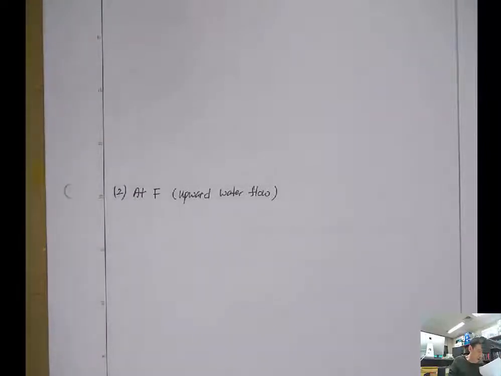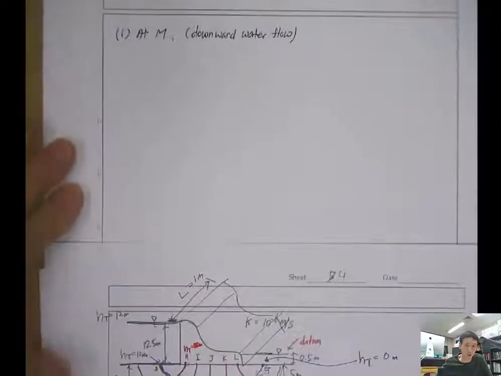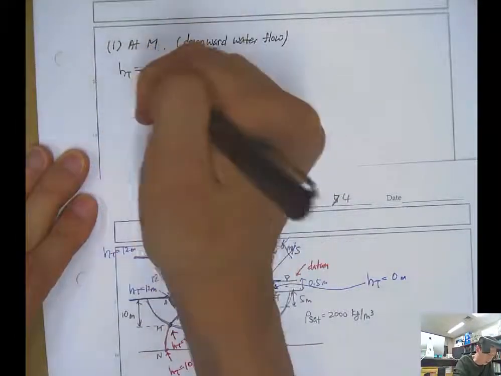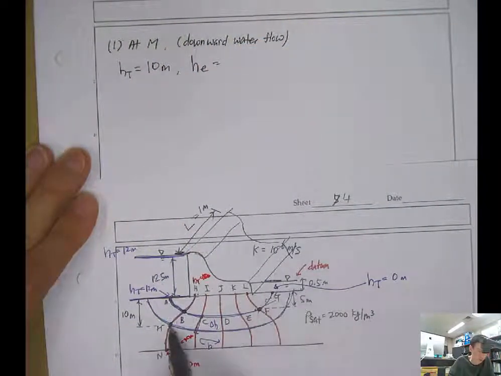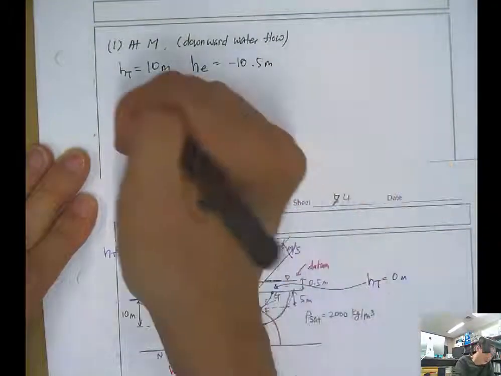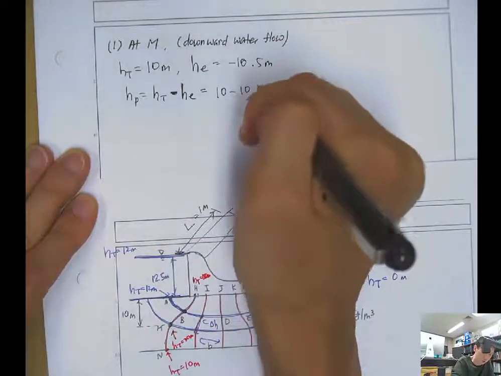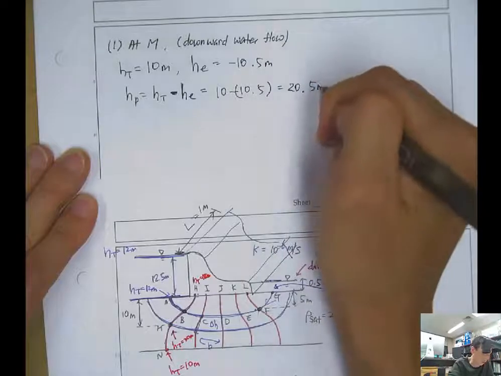Move on. So then, can we compute the stress at point M? Here, point M is this location. And if we can keep this picture together, HT is 10 meters, and the elevation head is, how much is it? It's from here, so it's minus 10.5 meters. So the pressure head will be HT minus HE, so 10 minus minus 10.5, so that's going to be 20.5 meters.